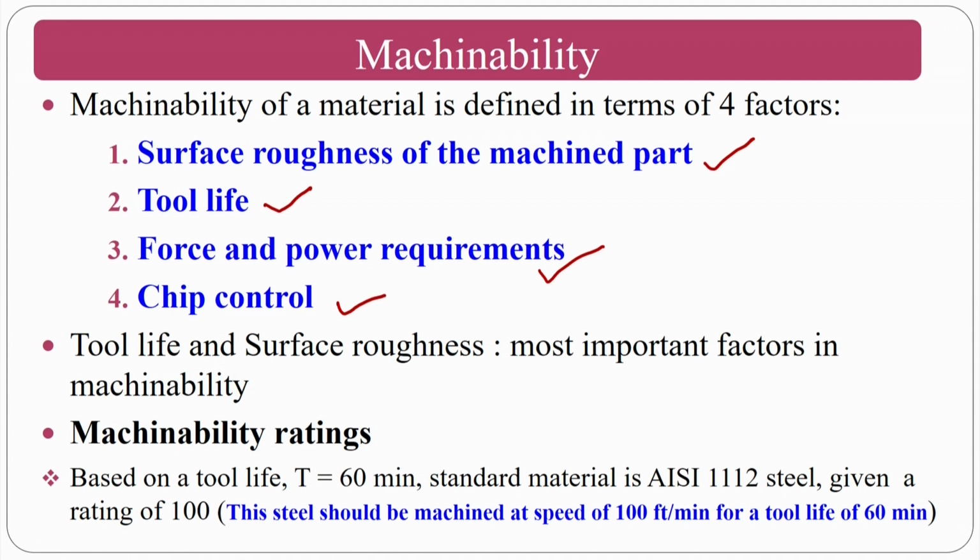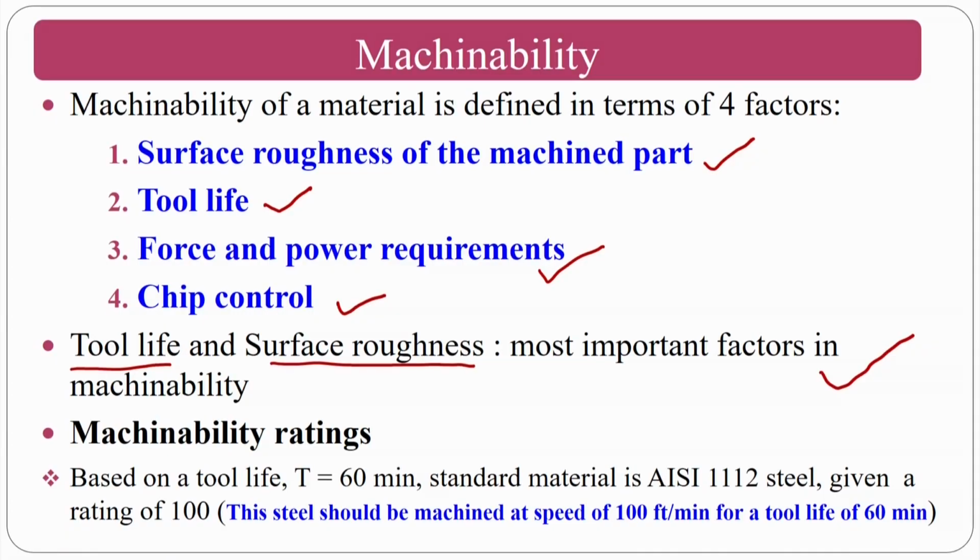Okay, machinability rating: among all these four, tool life and surface roughness are the most important factors that will decide the machinability of that particular material. Okay, so this is the condition for most of the companies, or whenever you are doing research, you should look into it. I should get a product with better surface roughness and high tool life. If I am getting that, you go for it.